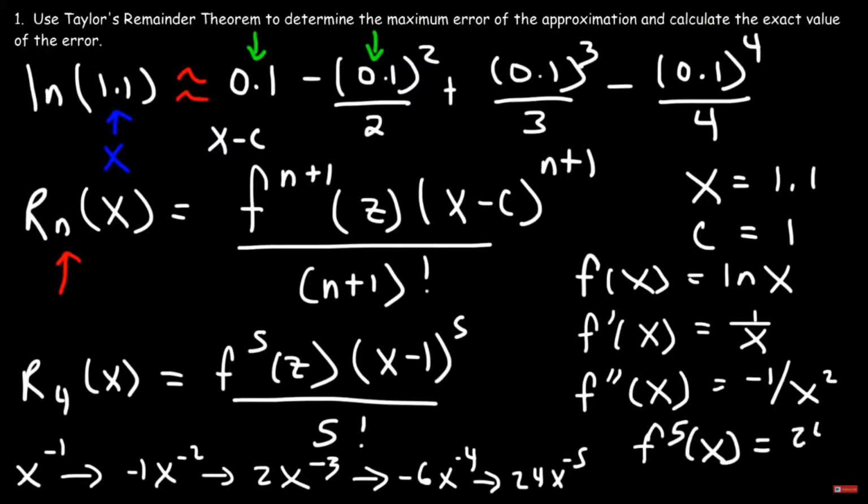So now that we have the fifth derivative, we have it as 24 over x to the fifth power. Is z going to be 1, 1.1, or some number in between? Which of those values will give us the maximum value for the fifth derivative? Notice that x is in the denominator of the fraction. And as you decrease the denominator of the fraction, the value of the entire fraction goes up. So we want the lowest x value. So 1 is lower than 1.1. So we're going to choose a z value of 1.